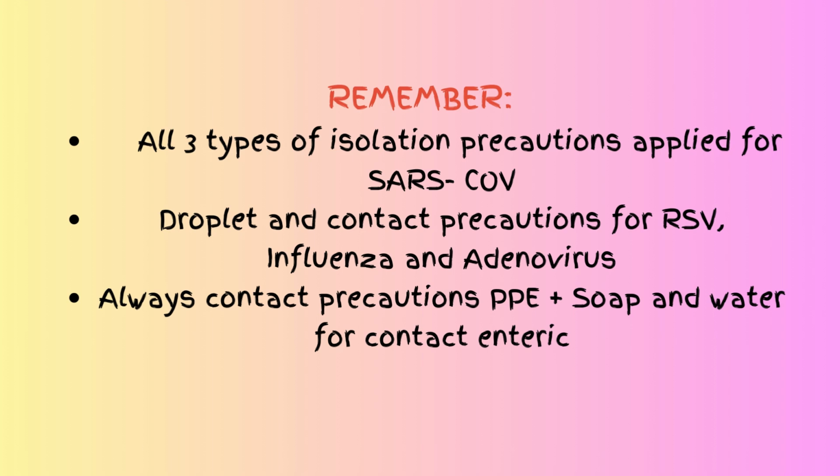Remember, all three types of isolation precautions are applied for SARS-CoV-2 COVID-19. Droplet and contact precautions apply for RSV, influenza, and adenovirus, because in addition to being transmitted by respiratory droplets, they can also spread via contaminated surfaces. And always contact precaution, PPE plus soap and water, for contact enteric like norovirus, C. difficile, and rotavirus.